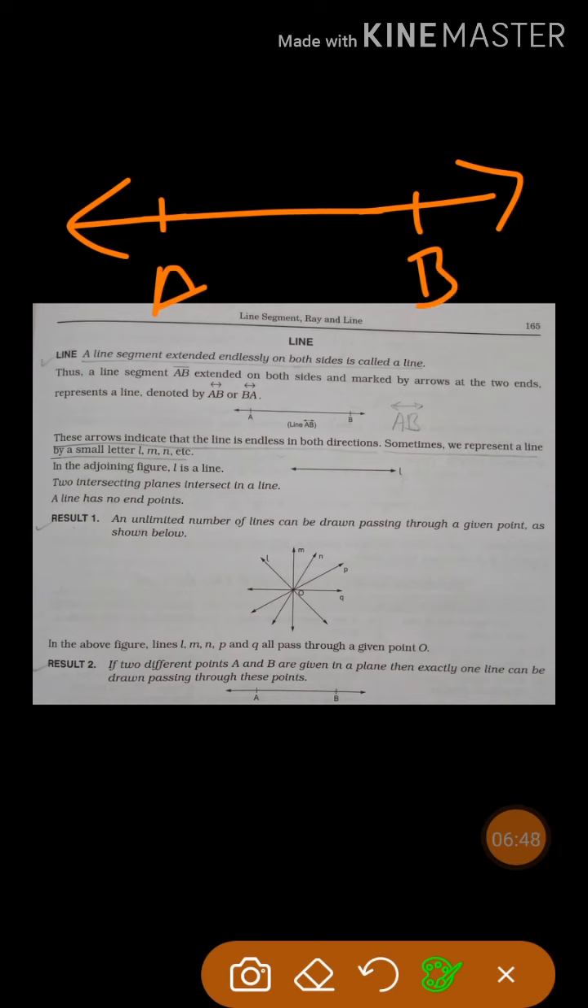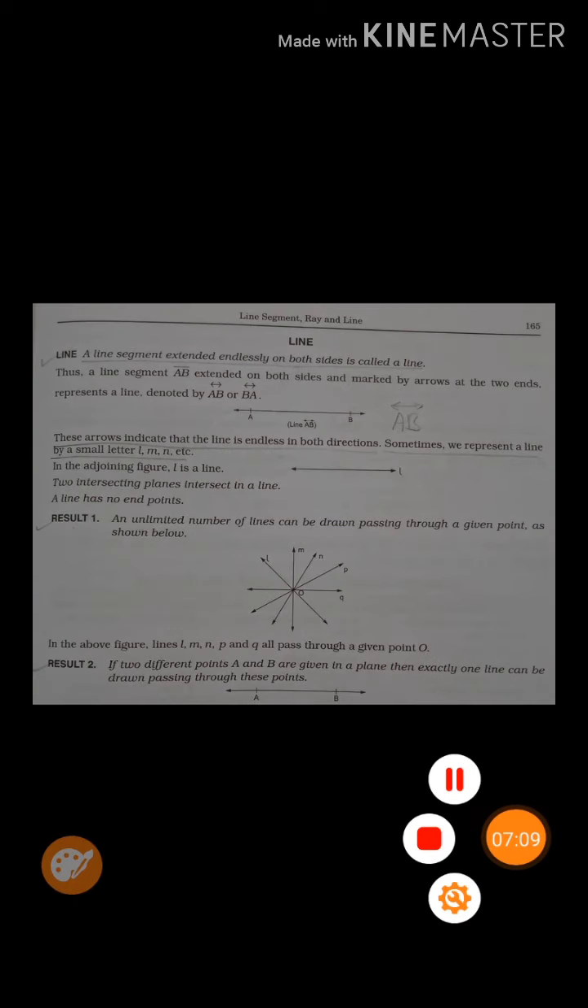This is a line, and we represent a line in this way: A B, then make a line with arrows on both sides. This is a line. A line has no definite length because it is moving in both directions. So there is no definite length, and we represent a line in this way.